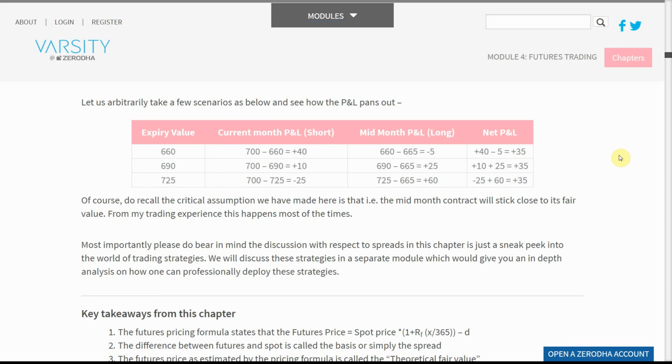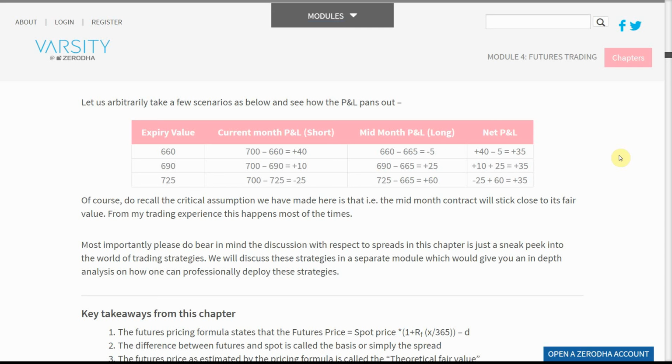Expiry value: current month P&L (short), mid-month P&L (long), net P&L. At 660: 700 minus 660 equals plus 40; 660 minus 665 equals minus 5; plus 40 minus 5 equals plus 35. At 690: 700 minus 690 equals plus 10; 690 minus 665 equals plus 25; plus 10 plus 25 equals plus 35. At 725: 700 minus 725 equals minus 25; 725 minus 665 equals plus 60; minus 25 plus 60 equals plus 35.